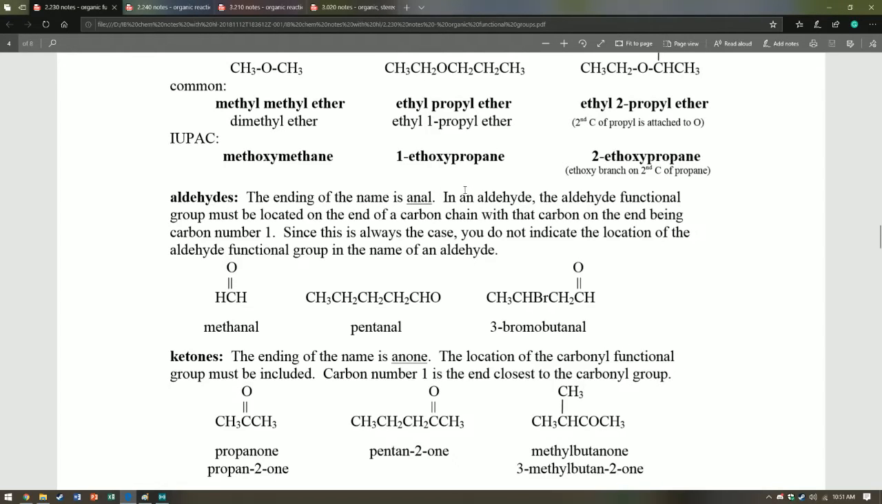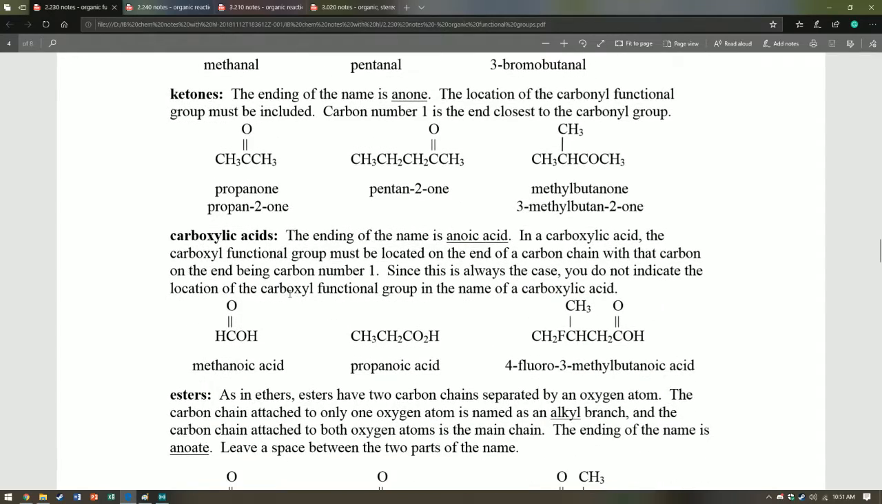But in an aldehyde, the aldehyde functional group must be located on the end of the carbon chain, and that is always designated as 1. Since this is always the case, you don't need a number to denote its location, and it's this double bonded O that is considered to be an aldehyde functional group.